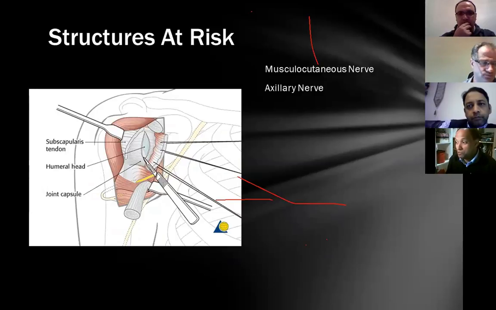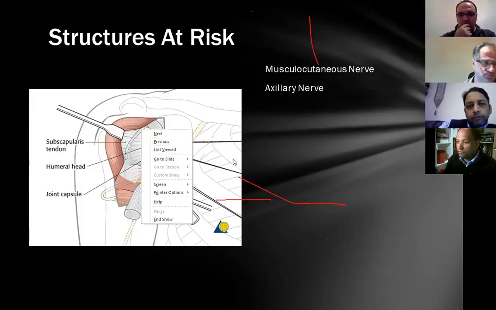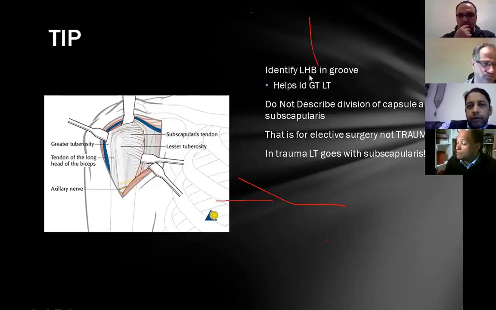When actually the question was, you've got a proximal humeral fracture, how are you going to approach it? So in this situation, you need to stop and think. We need to identify the tip of the long-headed biceps in its groove. And this will help us identify the greater tuberosity and the lesser tuberosity. We do not want to describe the division of the capsule and subscapularis, particularly subscapularis, as in trauma, the lesser tuberosity goes with subscapularis. So we want to protect that. We don't want to cut that. And this is for an elective surgery, not for trauma.